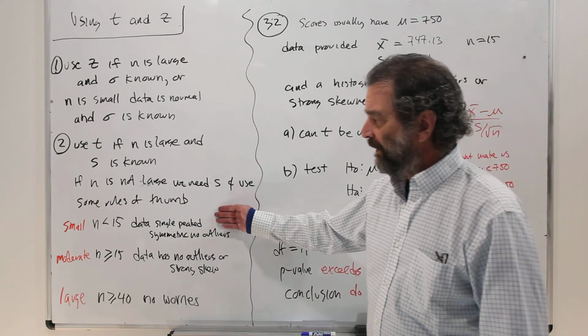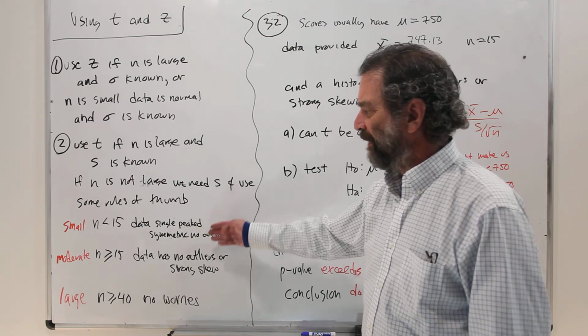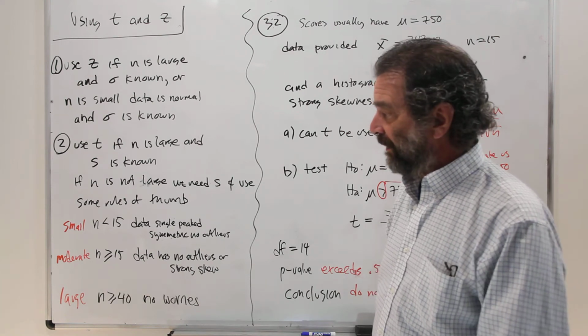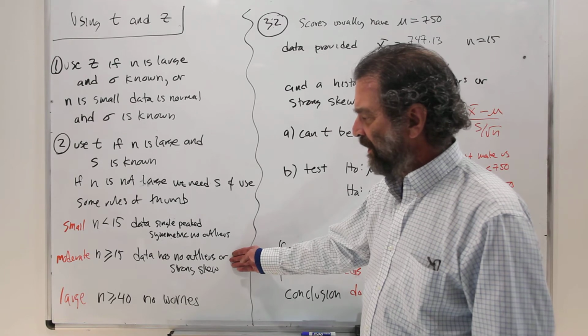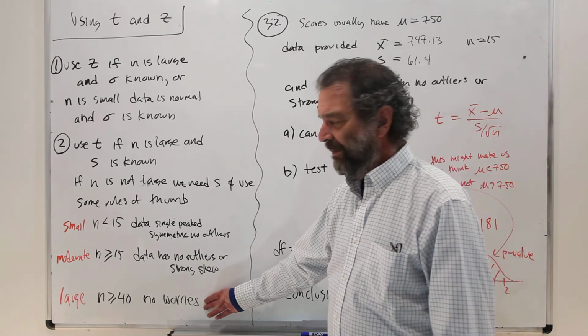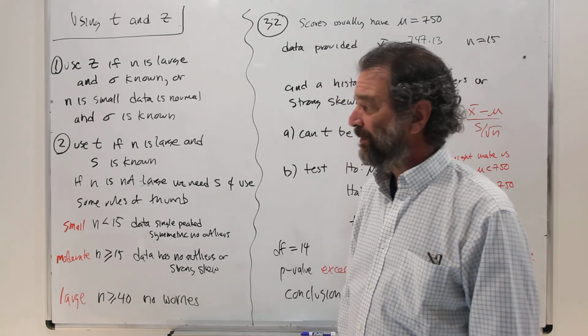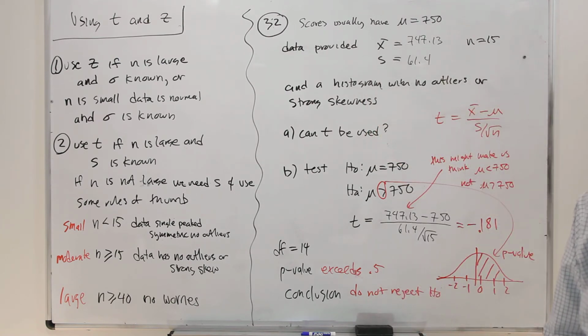If n is not large, we still need S, and we have some rules of thumb. For small n less than 15, data should be single-peaked, approximately symmetric, and not have outliers, and we can go ahead and use T. If n is bigger than or equal to 15, we want to make sure the data has no outliers or strong skewness. And then once we get to 40, no worries, go ahead and use T. It's big enough that everything washes out when you average. So we'll be seeing examples of that in the problems that come up.